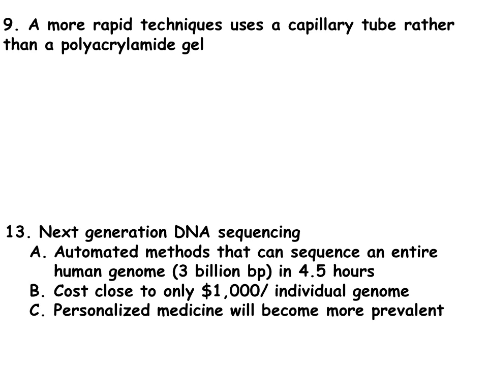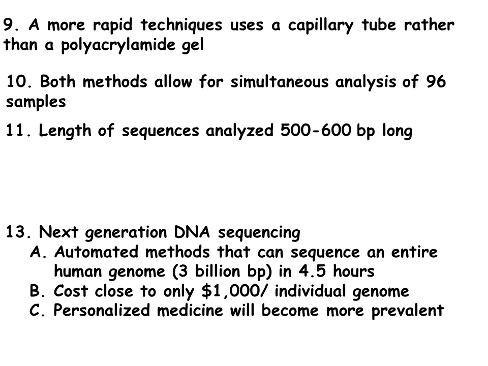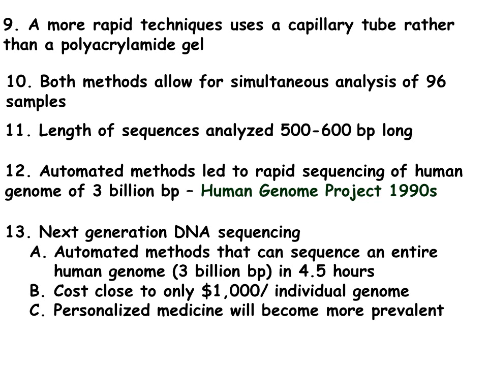Now, a more rapid technique, instead of using a gel and these big plates, uses a capillary tube. And both methods allow for the simultaneous analysis of up to 96 samples, so that's pretty good. Unfortunately, I think the bases analyzed could only be about 500 to 600 base pairs long. But that was good enough for our Human Genome Project, which started in the 90s and they felt would end this year, 2015, but they did better than we thought because we got next generation sequencing.